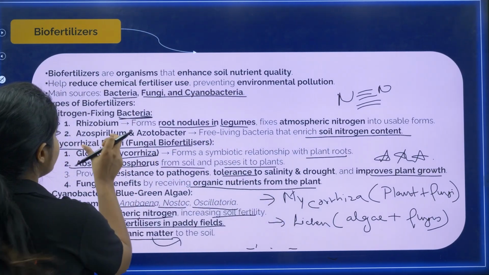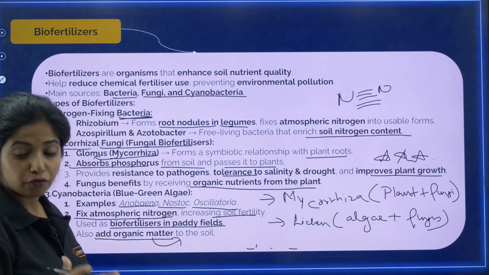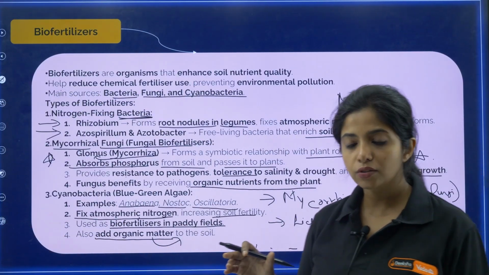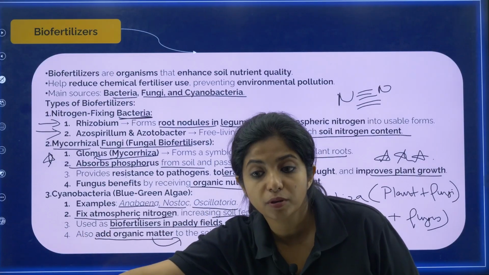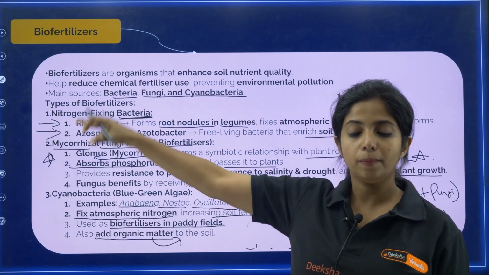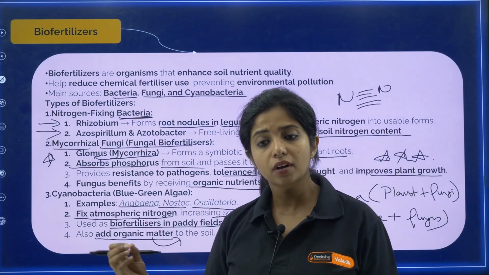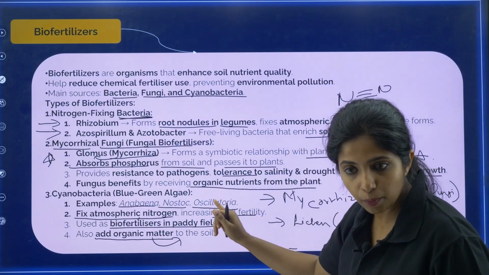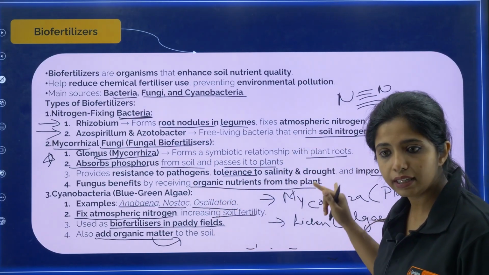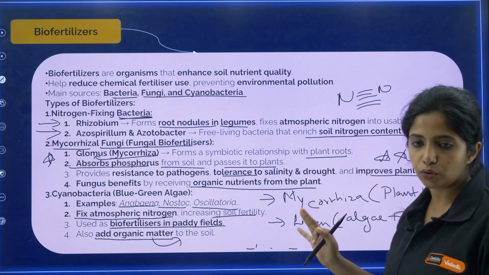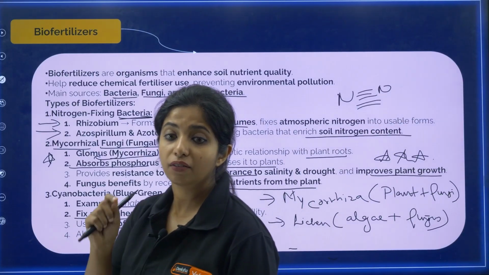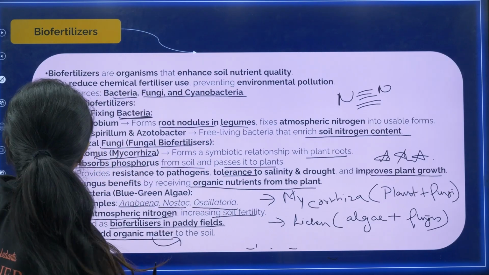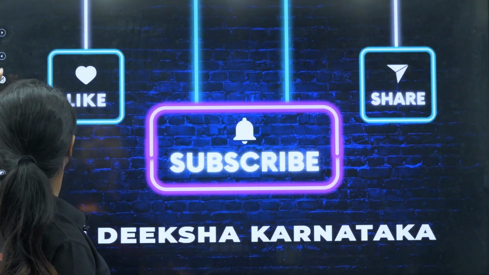Okay, now we have mycorrhizal fungi. The fungal genus is Glomus, my dear children. And what does the fungus do? The fungus basically absorbs phosphorus from deep soil and gives it to the plant. And what does the plant do? It gives the organic matter. There are three things given by this combination. One is resistance to pathogens, second is tolerance to salinity and drought, and the third one is improved plant growth. Apart from it, if anything comes, put a strike on that. Cool? And with this, we have completed the whole chapter.